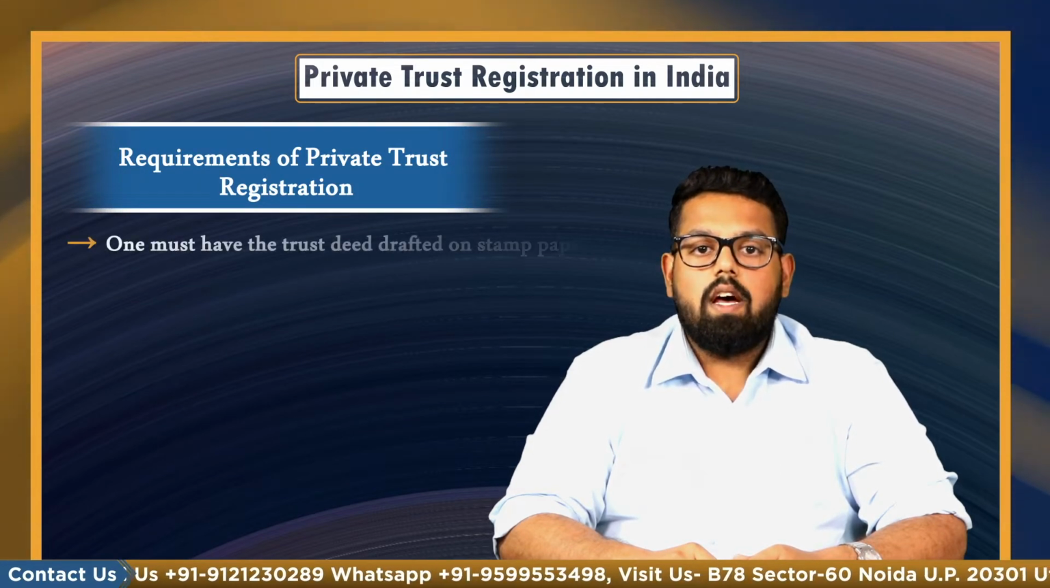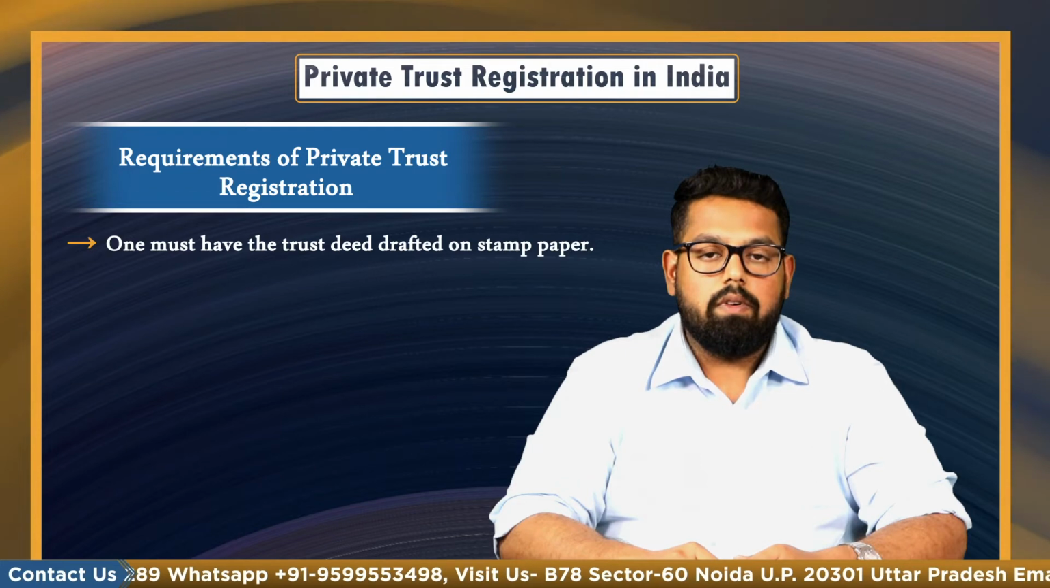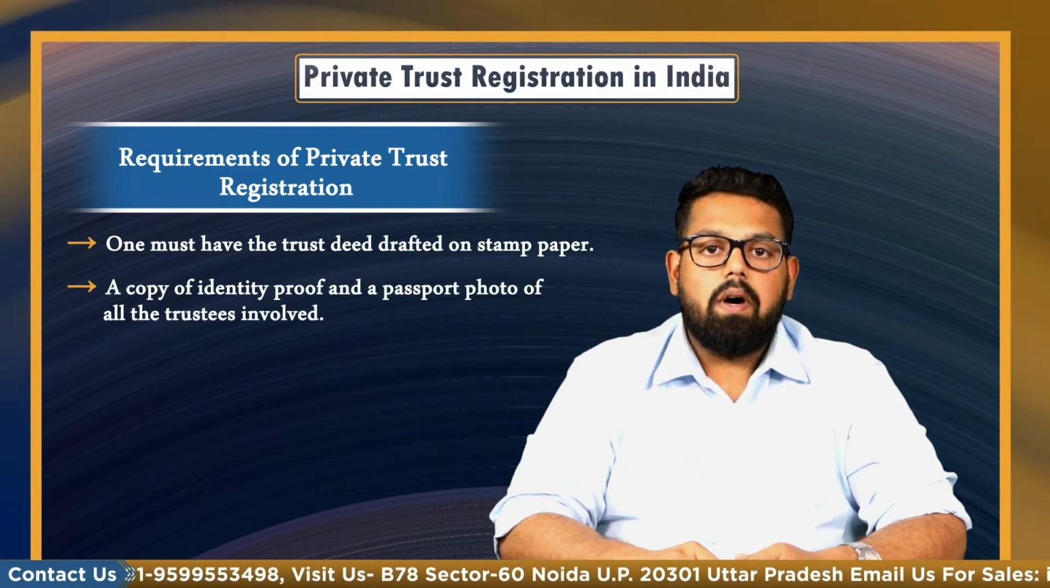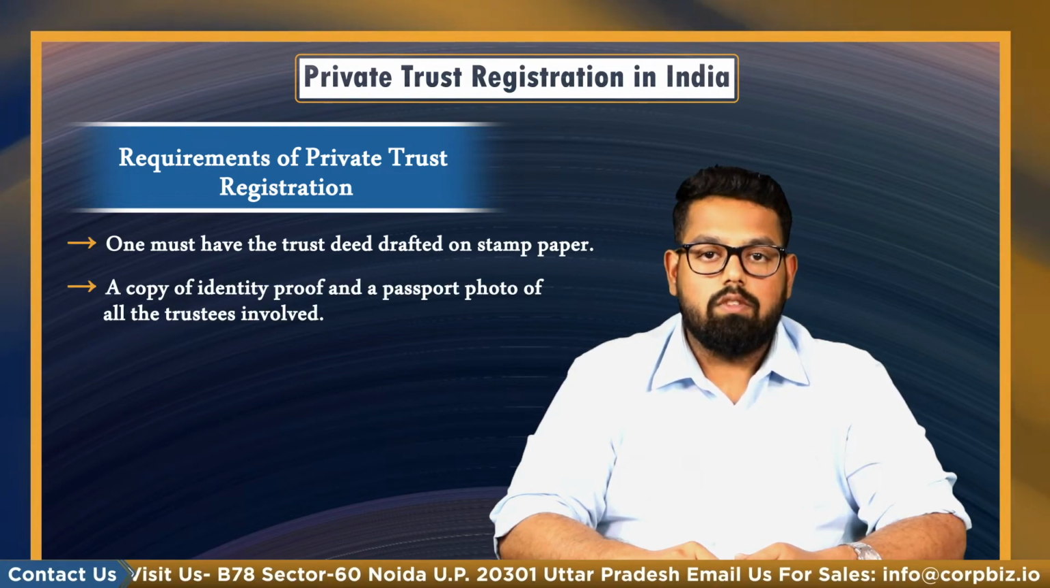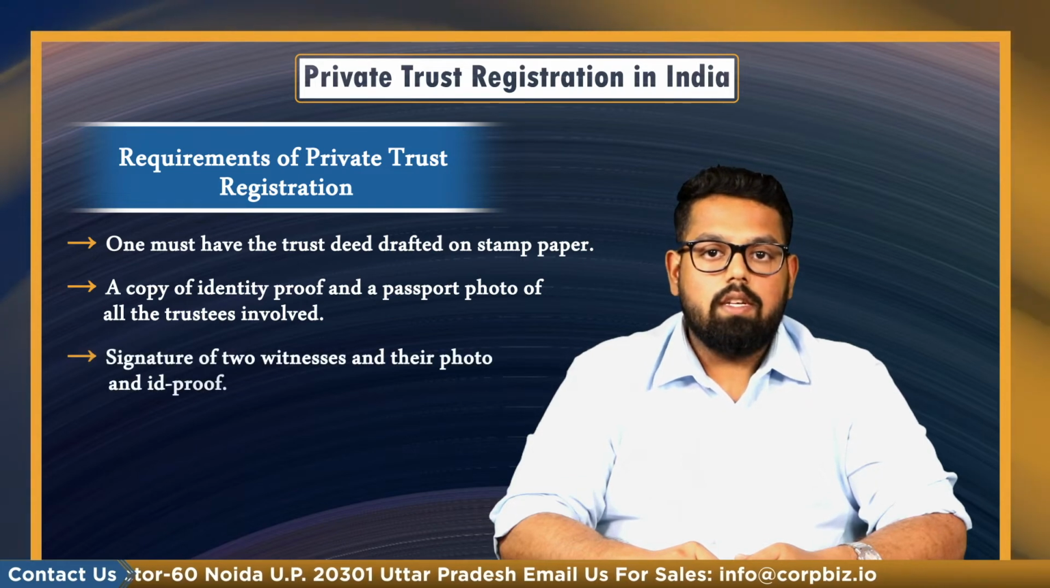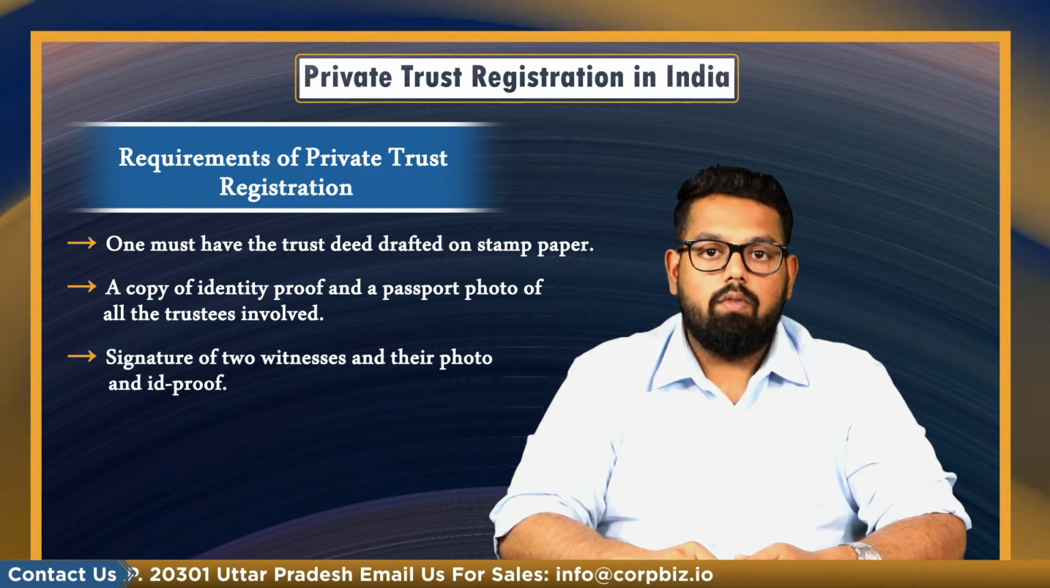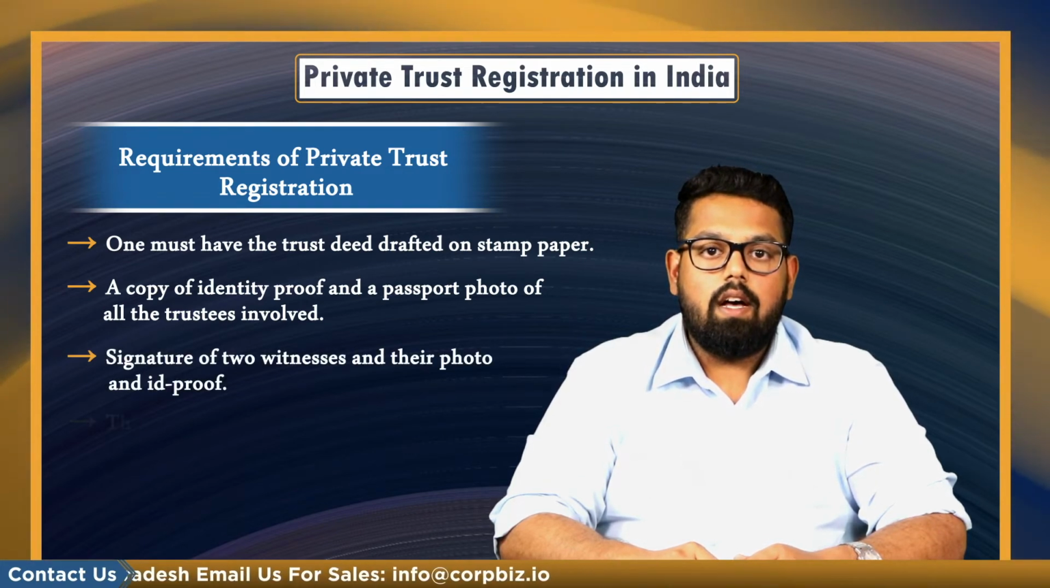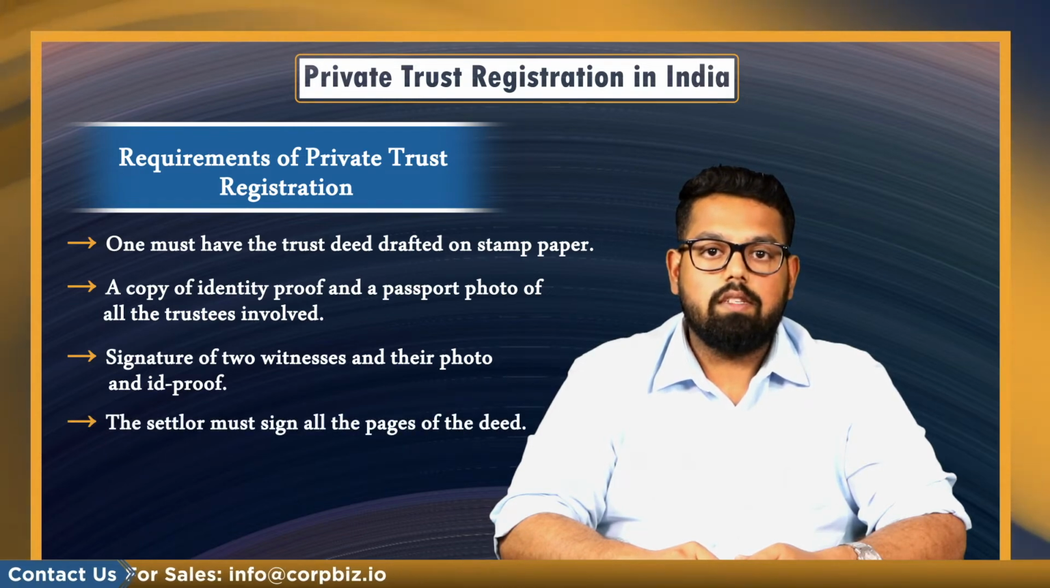Requirements of private trust registration. One must have the trust deed drafted on stamped paper. A copy of identity proof and passport photo of the settler must also be attached. Along with this, the signature of 2 witnesses and their photo and ID proof. And lastly, the settler must sign all the pages of the deed.